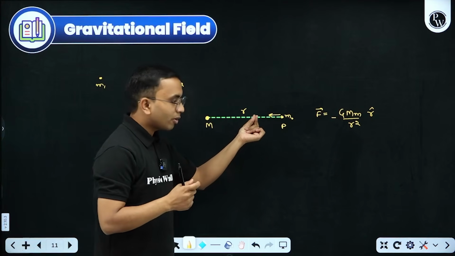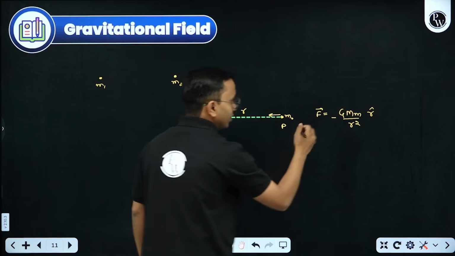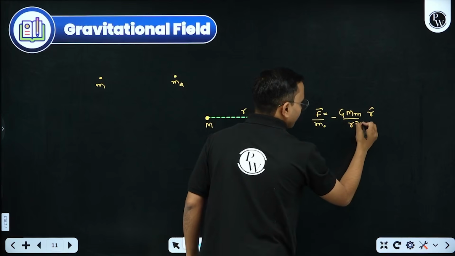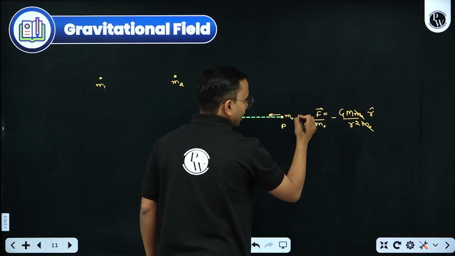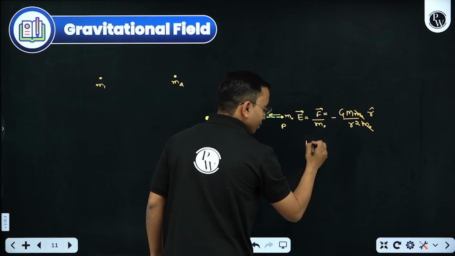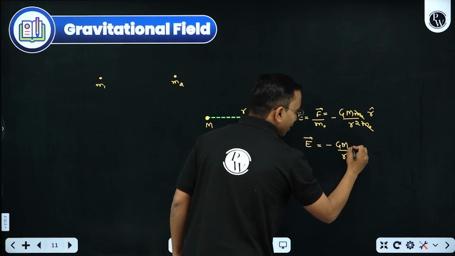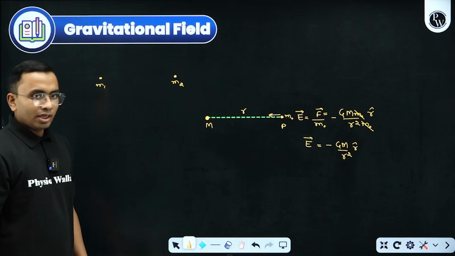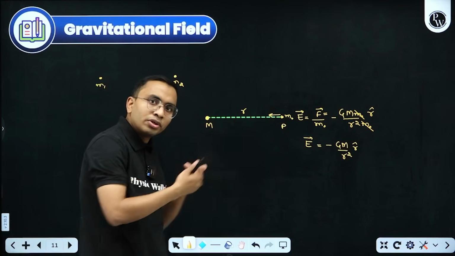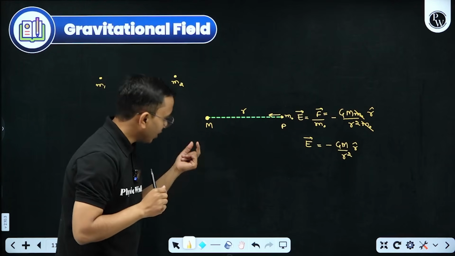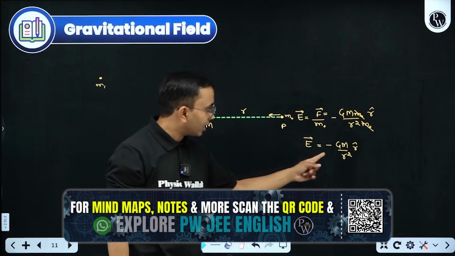I'll say the gravitational field is force per unit mass. So divide by this test mass m naught. So this becomes my gravitational field. How much is this? Minus GM by r square r cap. If you talk about the magnitude, I'll say just GM by r square. Minus sign means the gravitational field is towards the mass. Getting it? If there is a mass, I need to find the gravitational field. How much is the field? GM by r square. What is the direction? Towards the mass. Therefore, there is a negative sign.